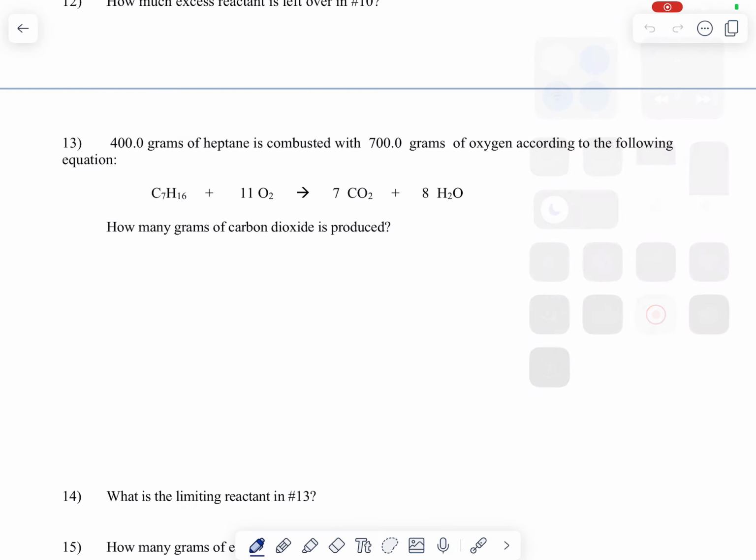Oh, we're starting. Okay, cool. All right. So here's from 08.